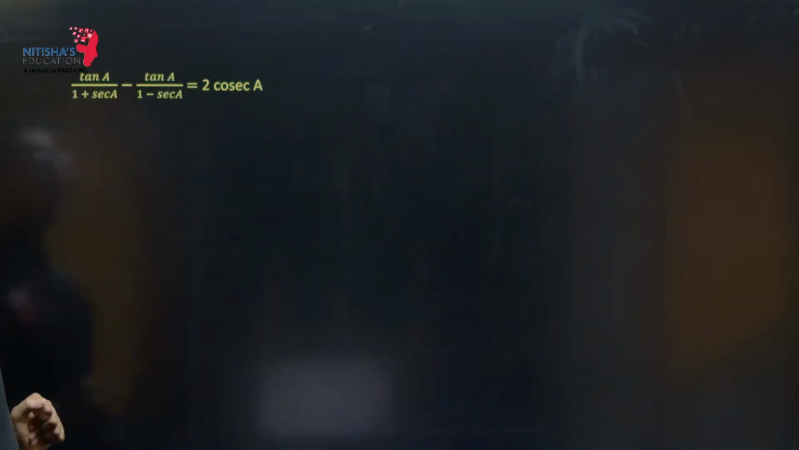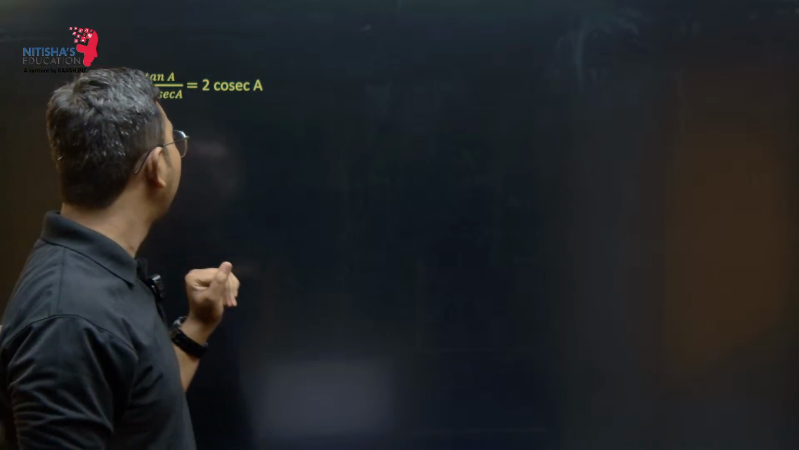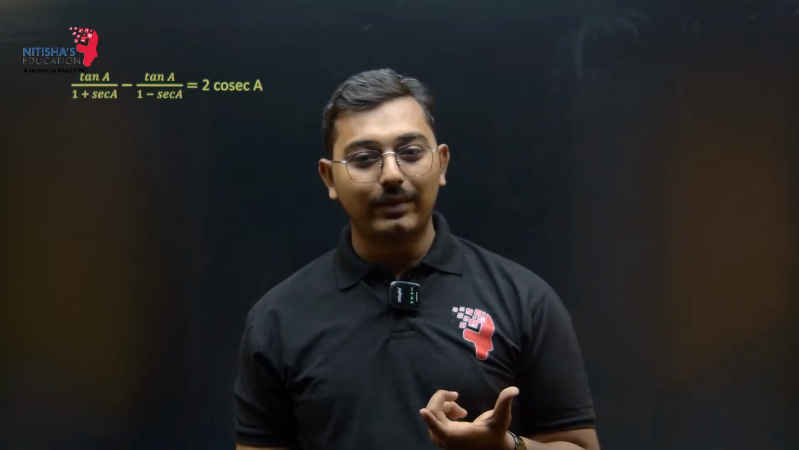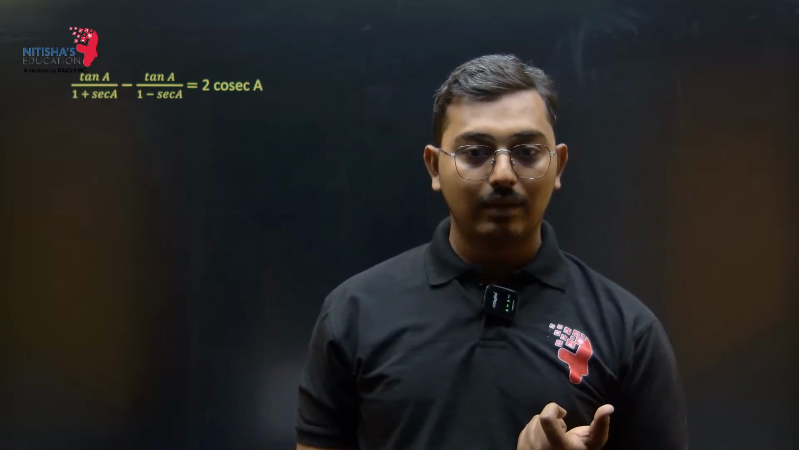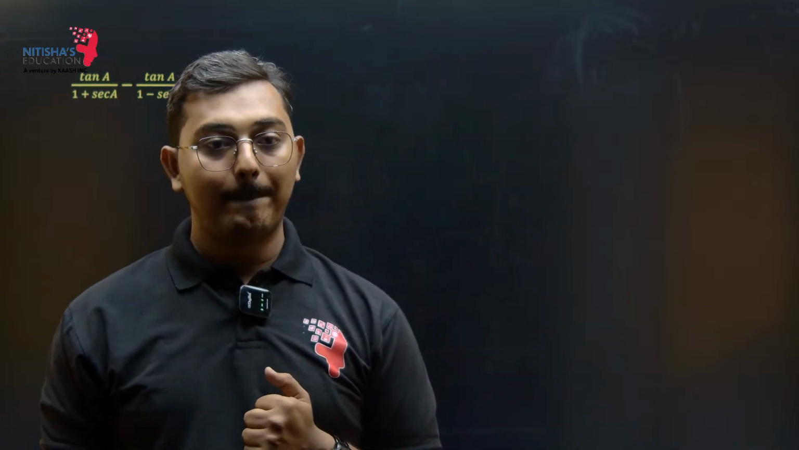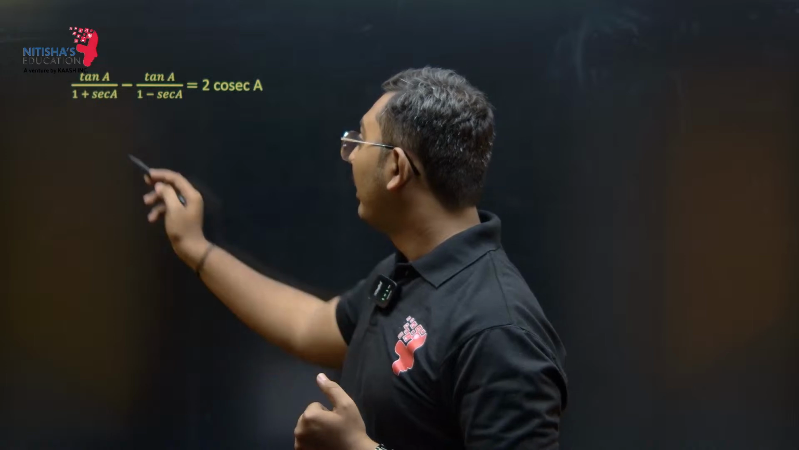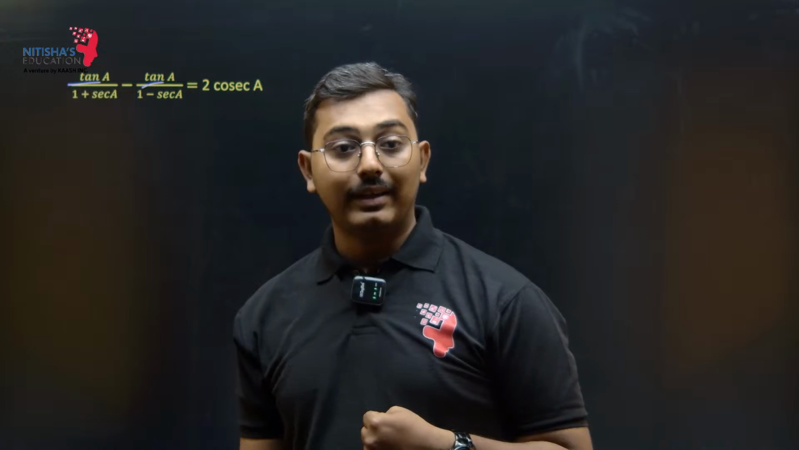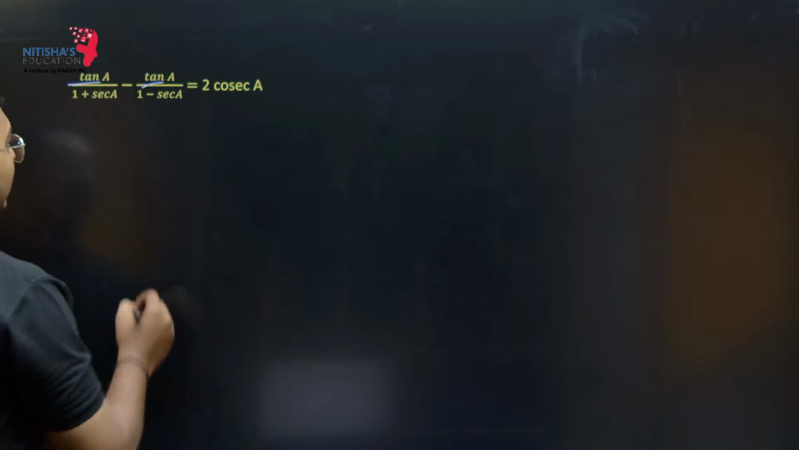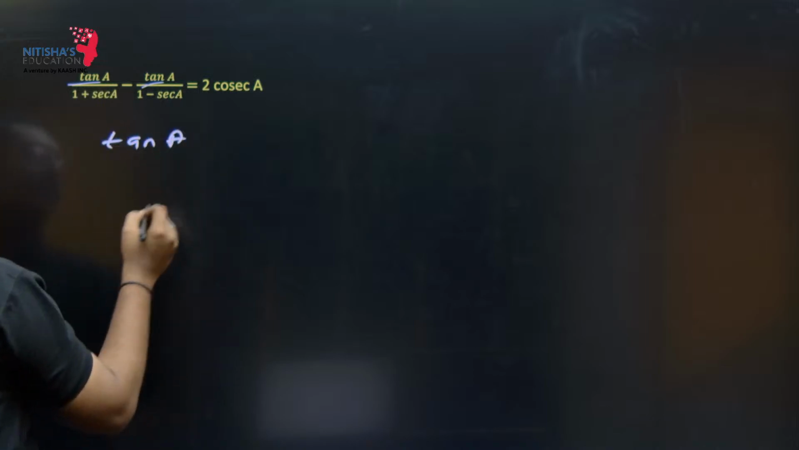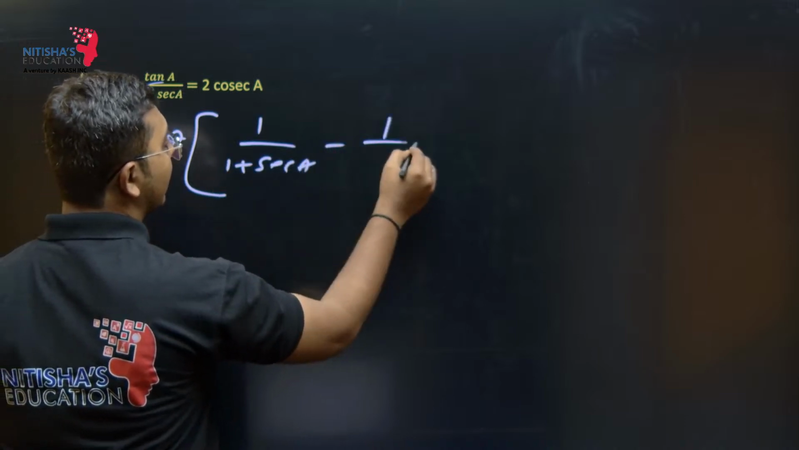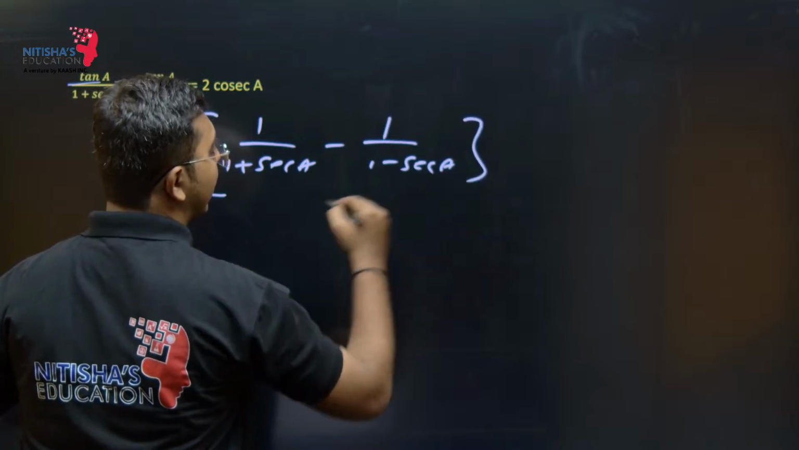Tan A upon 1 plus sec A minus tan A upon 1 minus sec A is equal to 2 times cosec A. Now this is something where you will wonder what will be done over here. So you can see that in the numerator tan A is provided to you. So what can you consider? Taking it common from both the ratios. So let's start with that. Taking tan A common, 1 over 1 plus sec A minus 1 over 1 minus sec A.